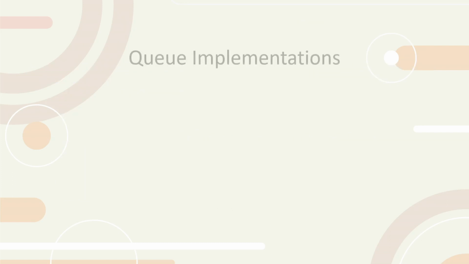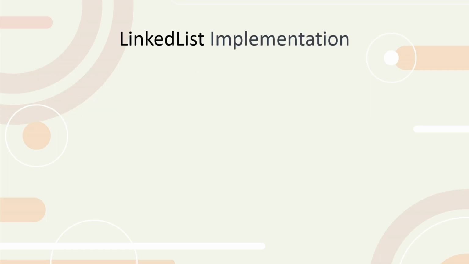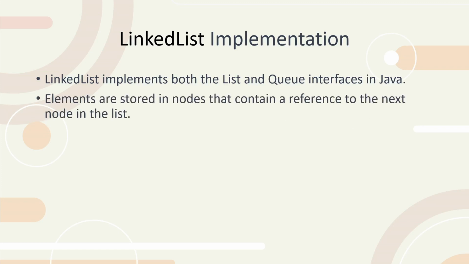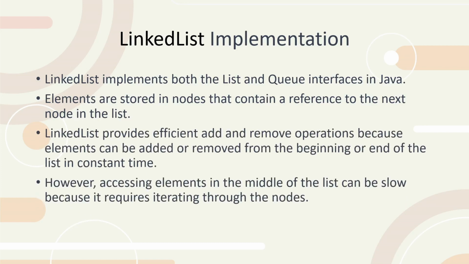Now let's see what the Queue implementations are. The Queue has the following concrete implementations: LinkedList, PriorityQueue, and ArrayDeque. These are the implementations of the Queue interface. So let's look into each of them. LinkedList is a doubly linked list implementation of the Queue interface in Java. Each element in the list is stored as a node, which contains a reference to the next node in the list as well as the previous node.